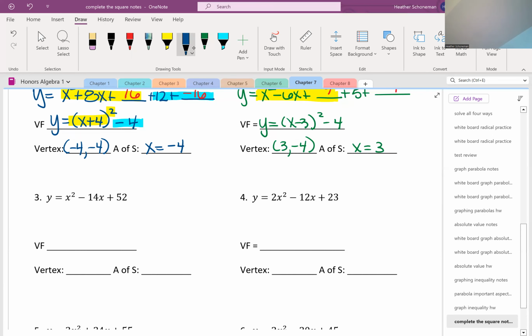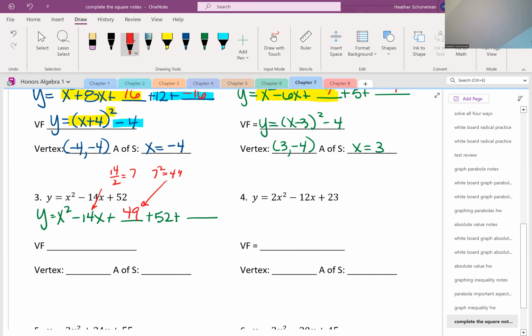Okay, let's try it again on number 3. Same thing. I'm going to rewrite it, leaving my blanks. So I have x squared minus 14x plus blank plus 52 plus blank. So the number that goes in the blank, I'm going to take half of 14. Remember, you're going to square it so it ends up positive, so you don't have to pay attention to the sign, which is 7. 7 squared is 49, and that's what goes in this blank.